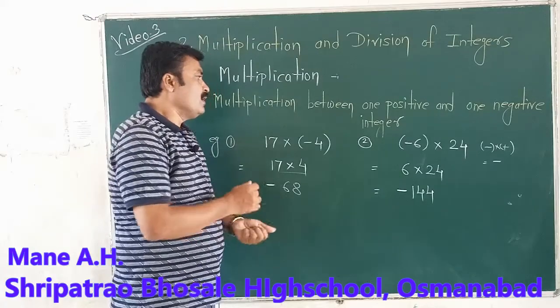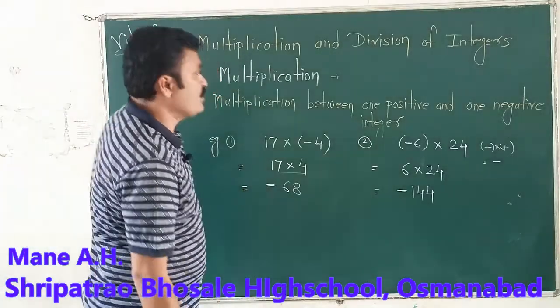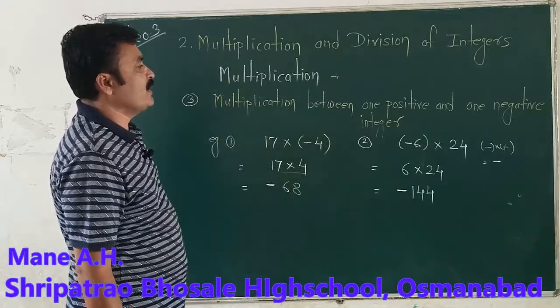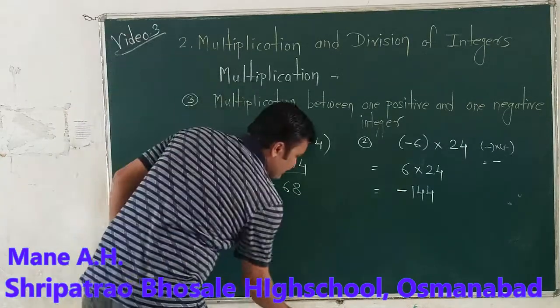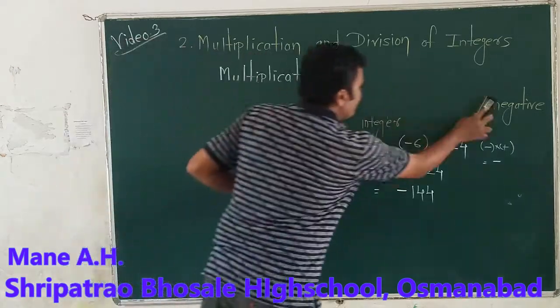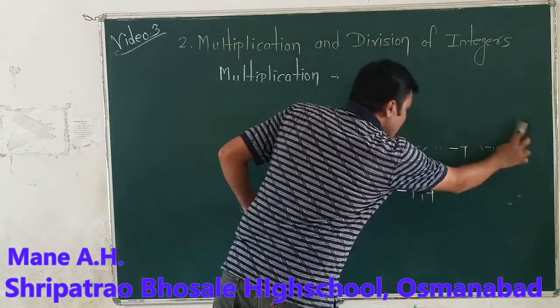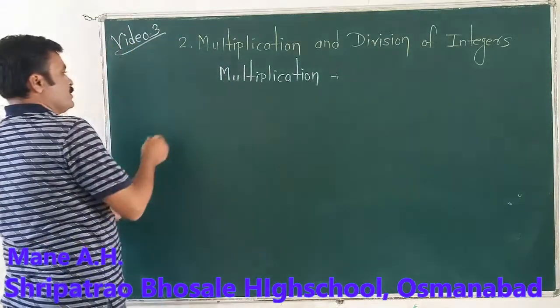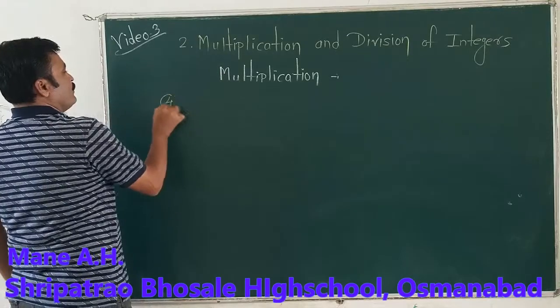So this is the third condition, that is multiplication between one positive and one negative integer. After this, the fourth condition that we are making is the multiplication between the neutral number and other integers. That's in front of you. I am keeping it here.